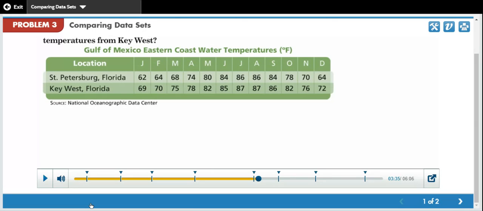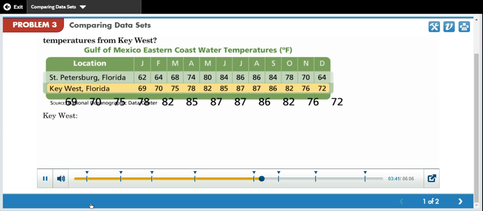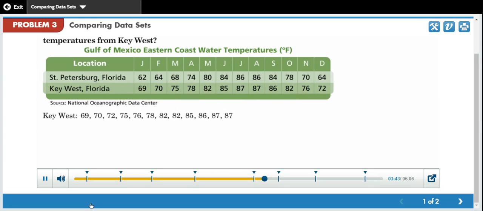So now that we've completely done that from St. Petersburg, let's do the exact same process for Key West so that we can actually compare our data sets. Now look at the data for Key West. Arrange the data in order from least to greatest.